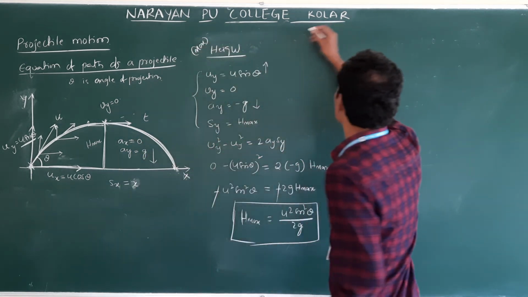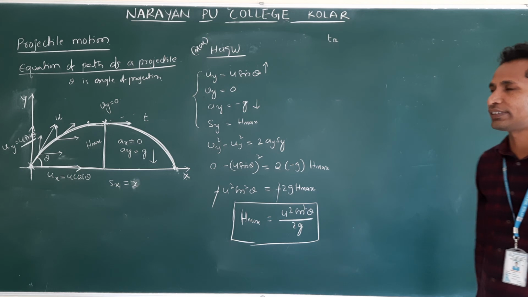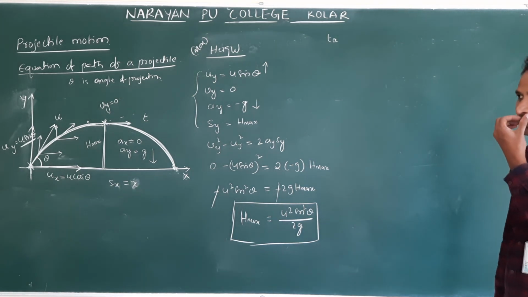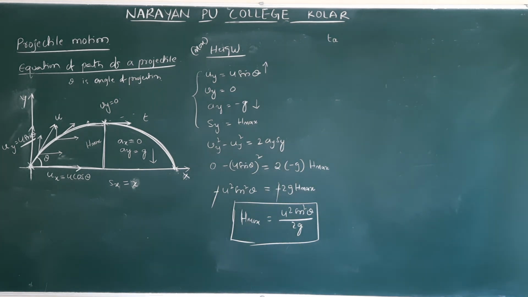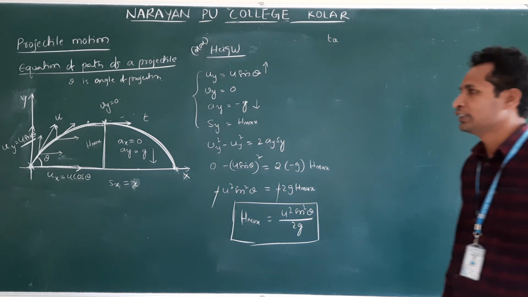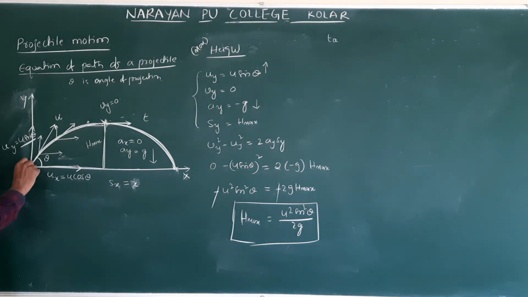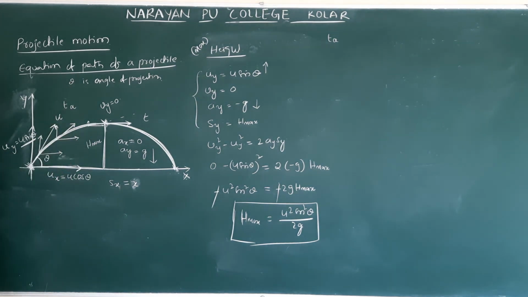Next, time of ascent. Time of ascent we take as TA. This is also the same: where the final velocity is going to 0, or to reach the maximum height. Time taken to reach the maximum height from the point of projection is called time of ascent. So the point of projection is here, the maximum height is here. To reach from here to here, the time taken is TA, the time of ascent.